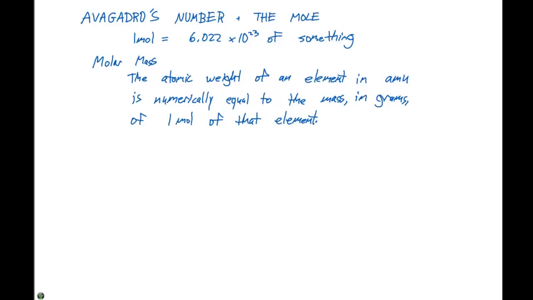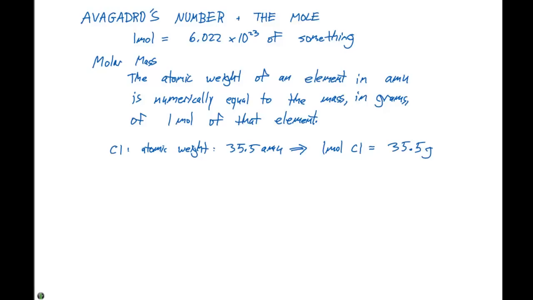So what we can say is this. If I have one atom of chlorine, we know its atomic weight, or the mass of one of those atoms, is 35.5 AMU. What this definition tells us is if we have 1 mole of chlorine, it's going to be numerically equal to this mass in grams. So 1 mole of chlorine is going to be 35.5 grams.